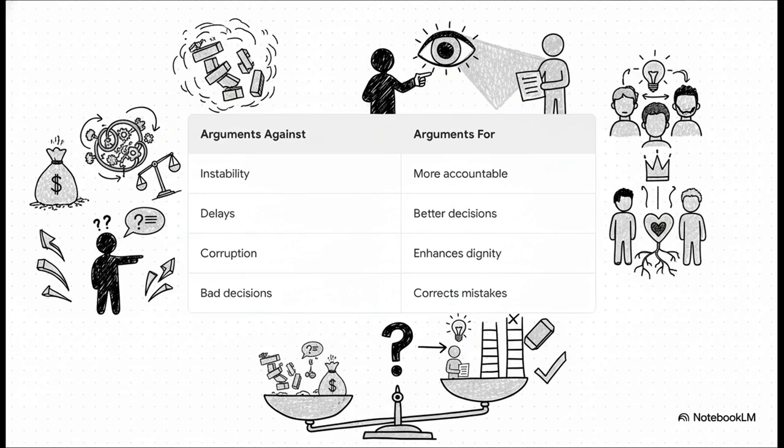On the one hand, people argue against democracy. They say it leads to instability because leaders keep changing, that it leads to delays because so many people have to be consulted, and that it can sometimes lead to corruption.